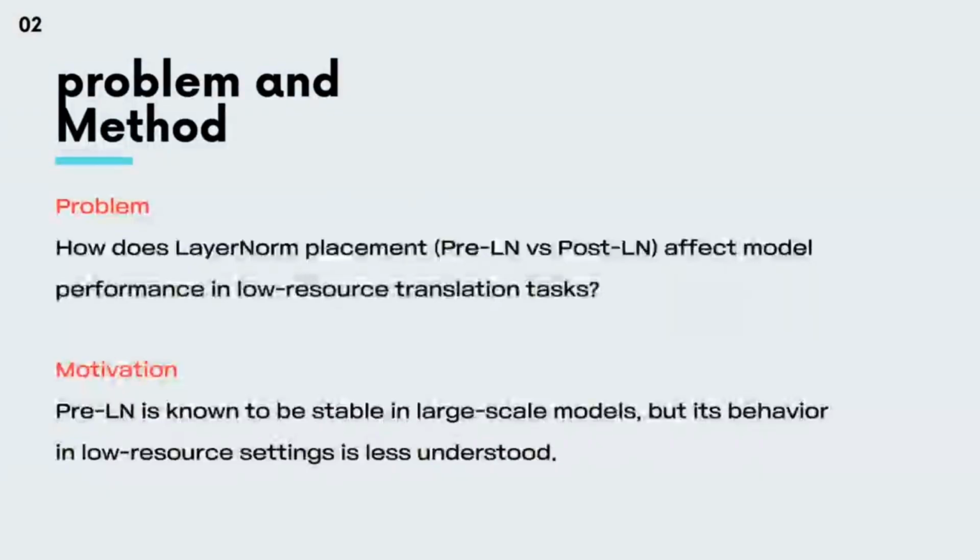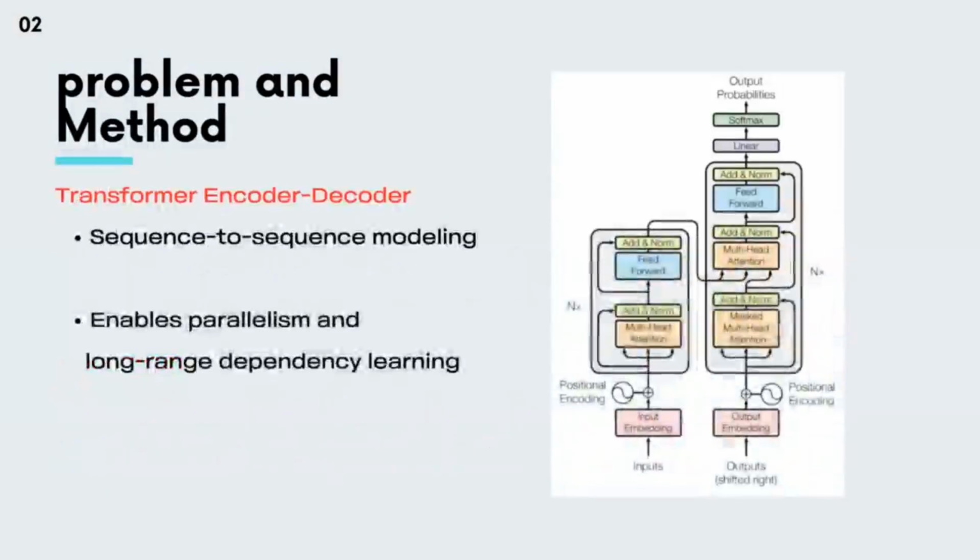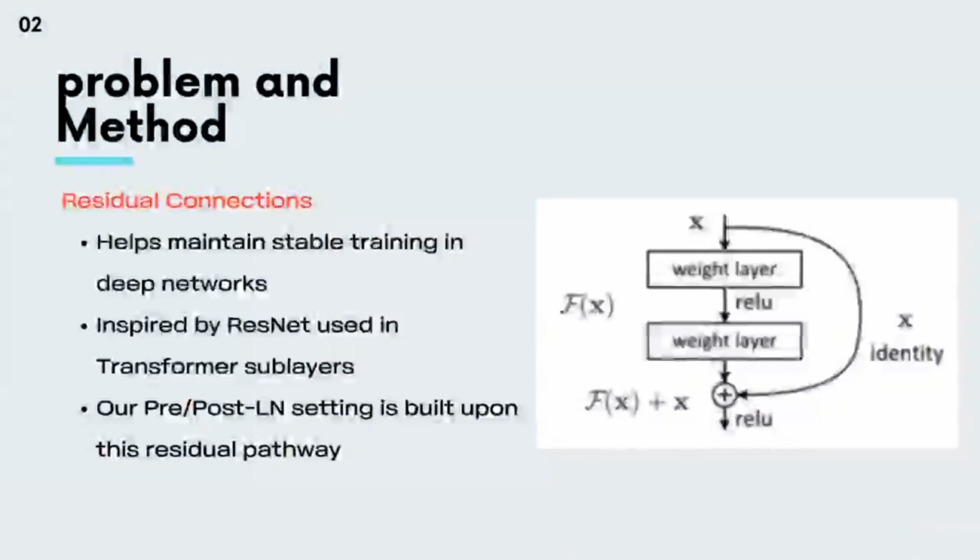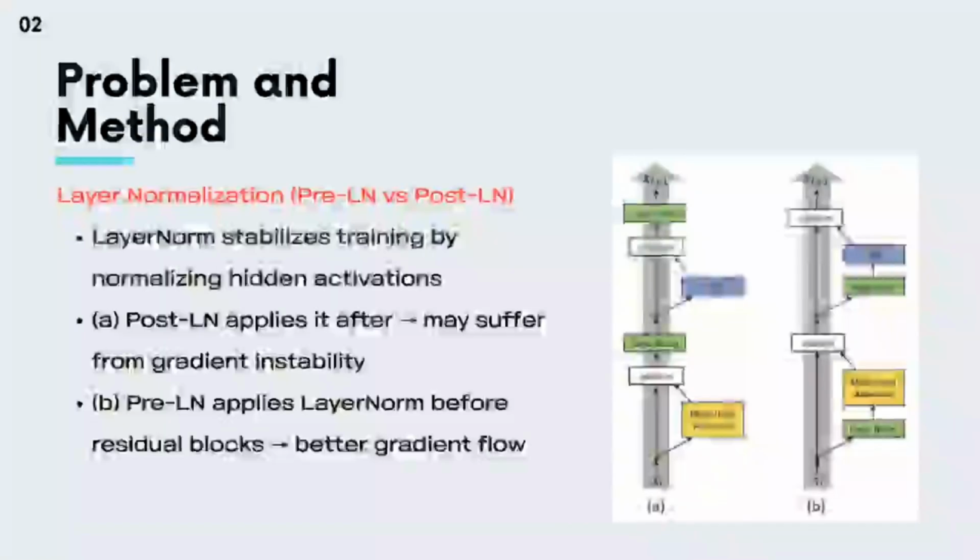To answer this question, we use the transformer encoder-decoder model. It's a sequence-to-sequence architecture. It also uses self-attention, which helps with long-range dependency and parallel computation. Each layer in the transformer uses a residual connection. This helps gradients flow smoothly through the network, making training more stable. Our comparison, PreLN versus PostLN, is based on where the normalization is placed in this residual path.